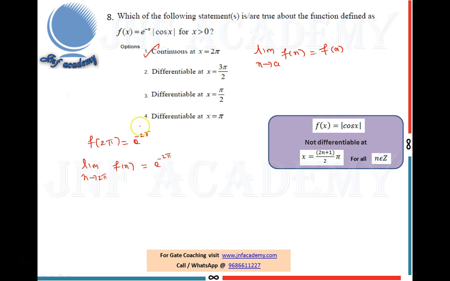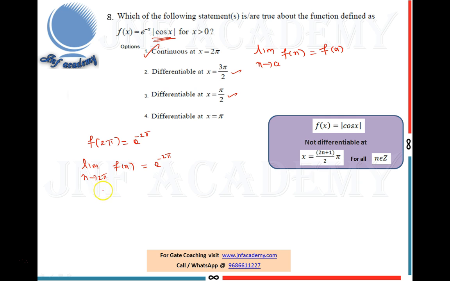Next you have to check differentiability. I check the fourth option. Why? Because you know the absolute value function is not differentiable at x equal to 0. Here the modulus function is present, modulus cos x, so you have to think about which values of x make modulus cos x equal to 0. These are x equal to 3 pi by 2 and x equal to pi by 2. In these two cases it is not differentiable. So I check only differentiability at x equal to pi.